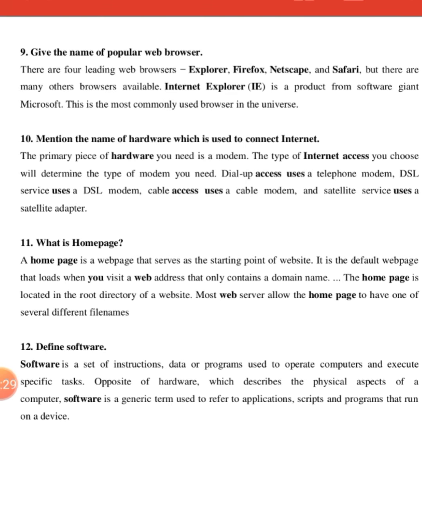Twelfth one is define software. Software is a set of instructions, data or programs used to operate computers and execute specific tasks. It is the opposite of hardware, which describes the physical aspects of a computer. Software is a generic term used to refer to applications, scripts and programs that run on a device.